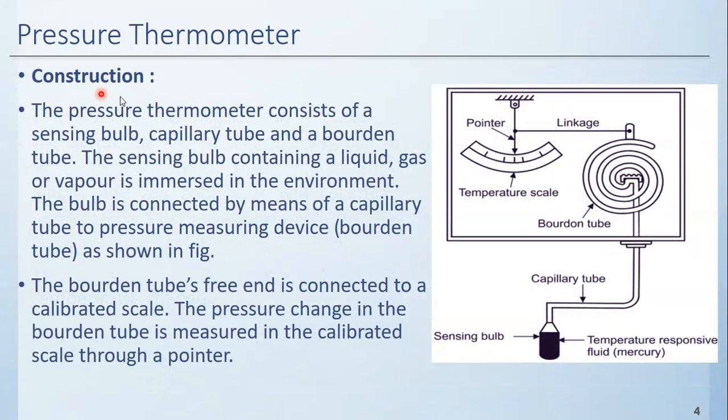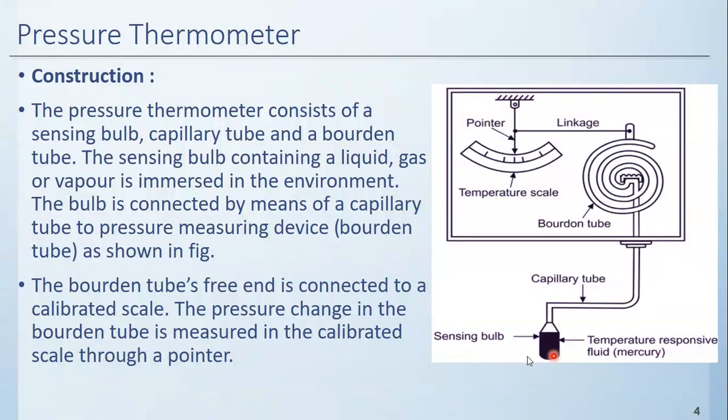So this is the construction. It has a sensing bulb, a capillary tube, and a Bourdon tube. So these are the three basic components. The sensing bulb contains a liquid or gas. The bulb is connected by means of a capillary to the Bourdon tube. The free end of the Bourdon tube is connected to the linkage, and thereby to the pointer and the temperature scale.